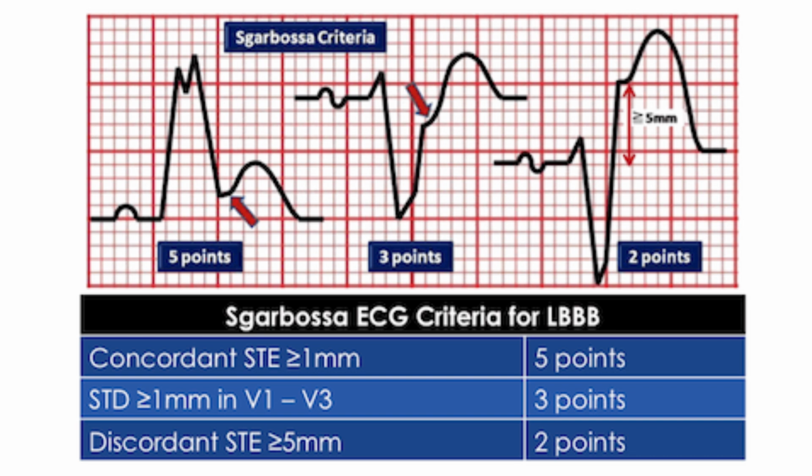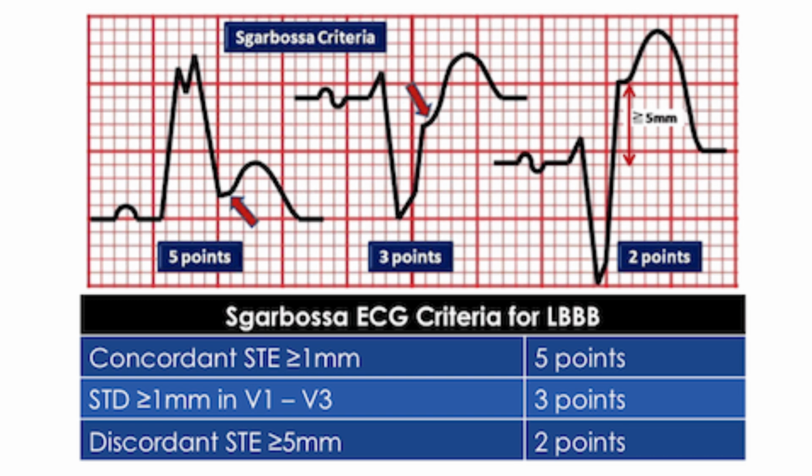So she developed a point system based on three different findings. If you had concordant ST elevation greater than or equal to 1 millimeter, you got 5 points. If you had ST depression greater than or equal to 1 millimeter in V1, V2, or V3, you got 3 points. If you had discordant ST elevation greater than or equal to 5 millimeters, you got 2 points.